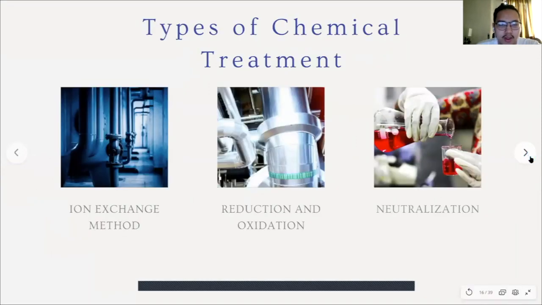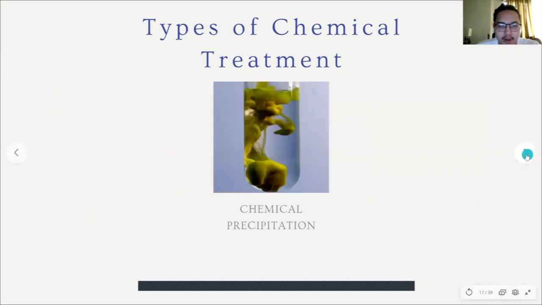So here are the types of chemical treatments that are available today based on my research: the ion exchange method, the reduction and oxidation treatment, the neutralization treatment, and lastly, the chemical precipitation treatment.